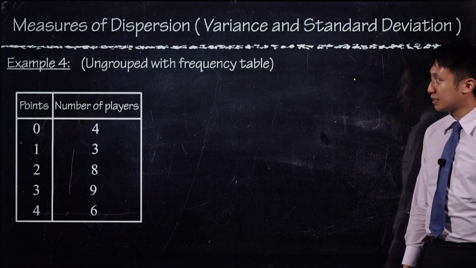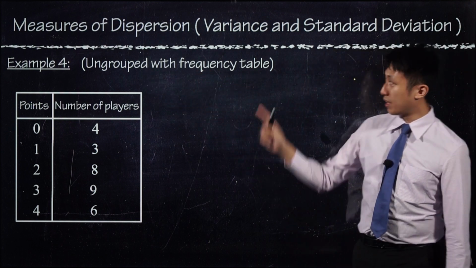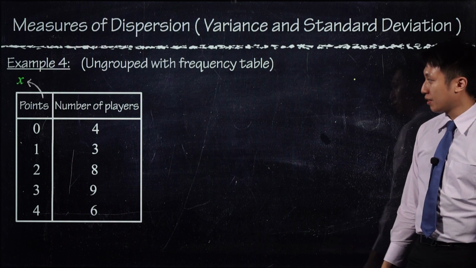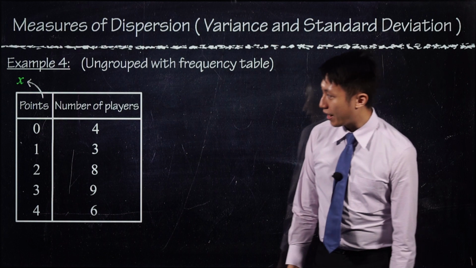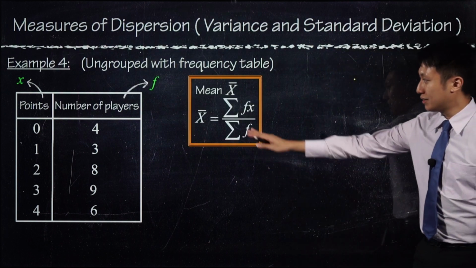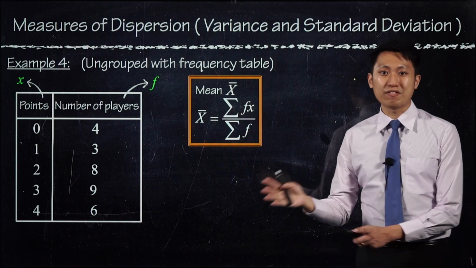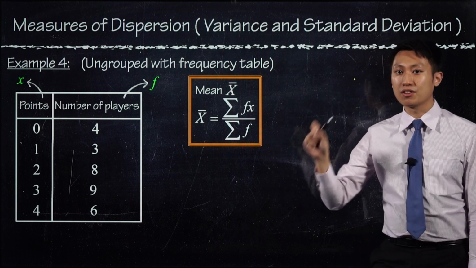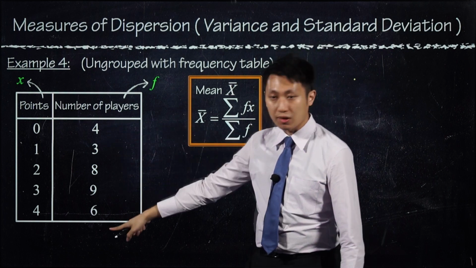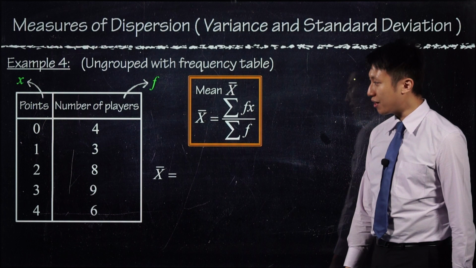Next, ungrouped data with a frequency table, and you want to find variance and standard deviation. So what we do here: this is your x, this is your f. Just remember what I said. And this is the formula for mean: summation of fx, where f is frequency times the value x, divided by the sum of frequency, which means the sum of all this. What's x bar? X bar, easy.